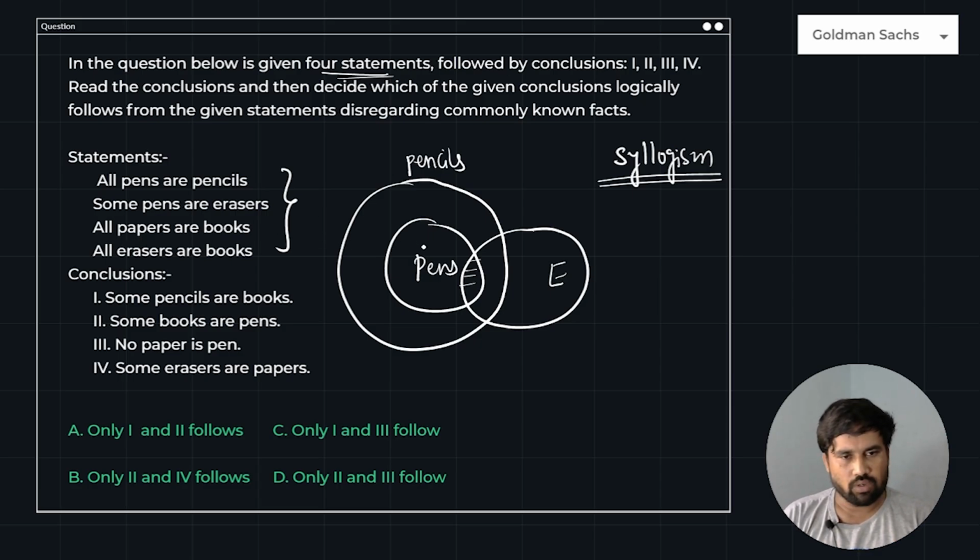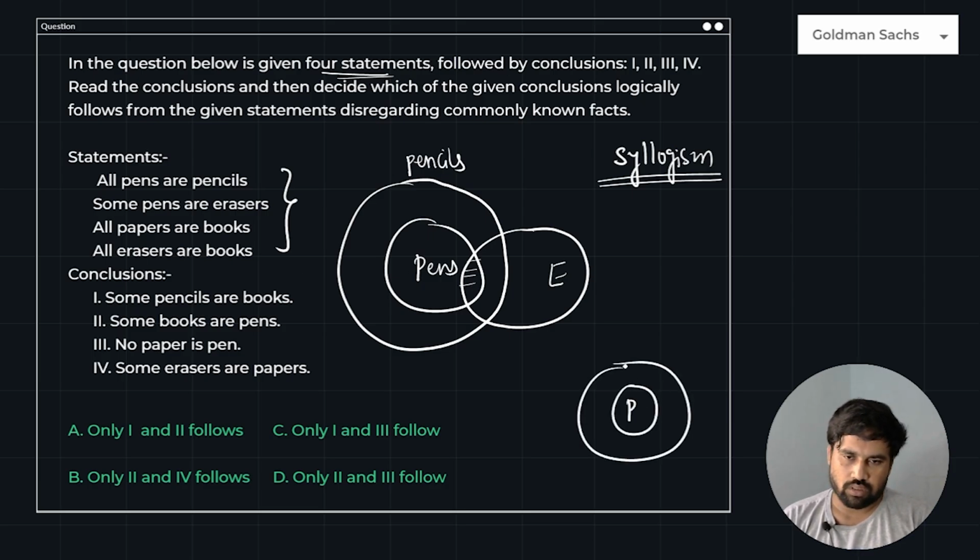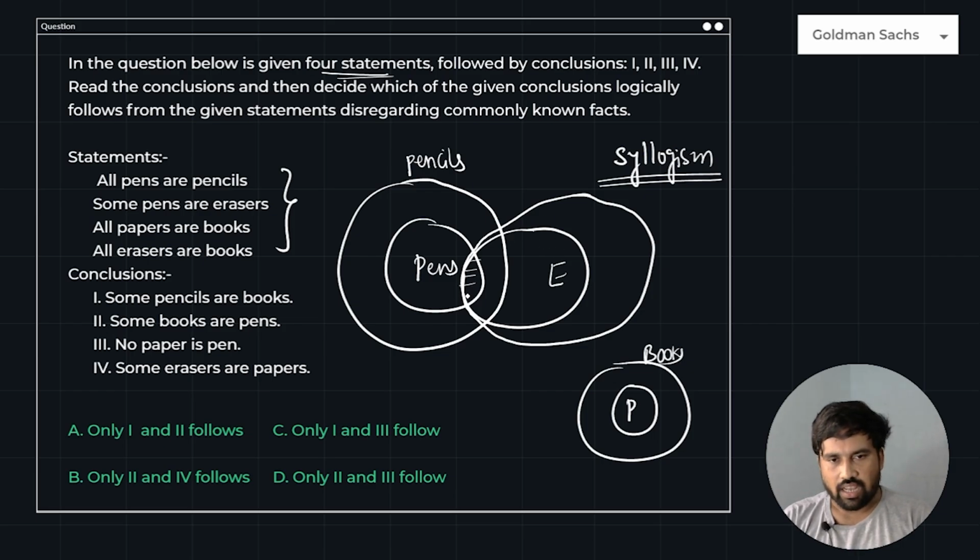All papers are books. We don't know the relation. So all papers are books. This is how we will draw. Okay. Next, all erasers are books. So the relation between books and erasers, all erasers are books, means the least possible diagram I can draw is like this. All the eraser set needs to be covered by the book set.